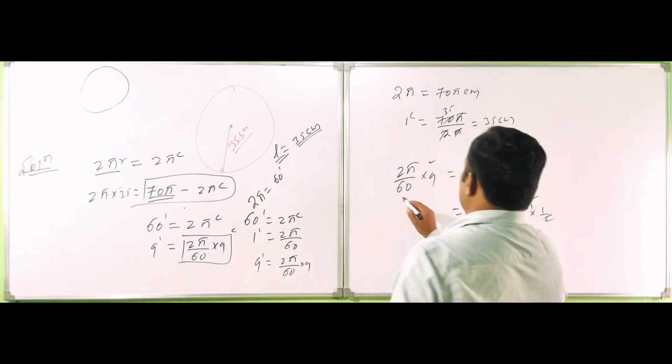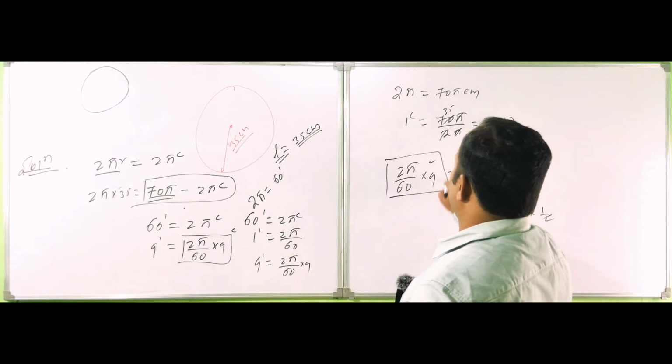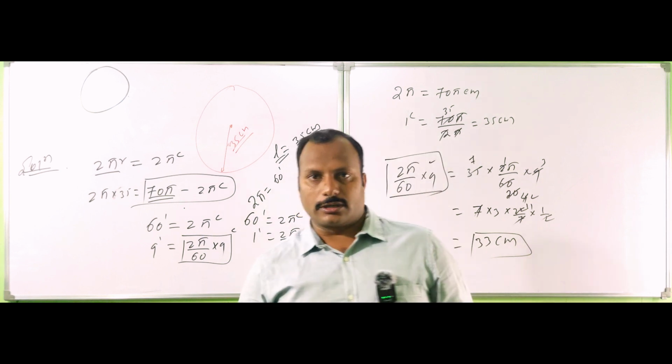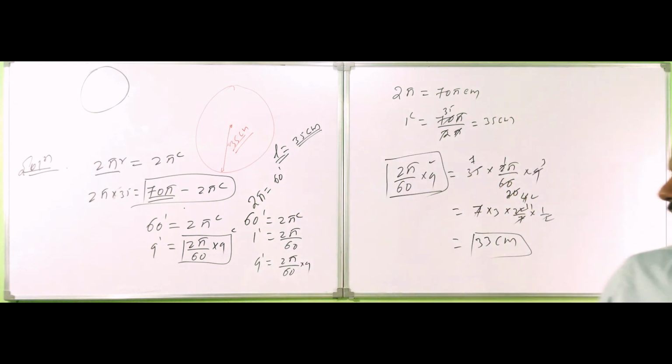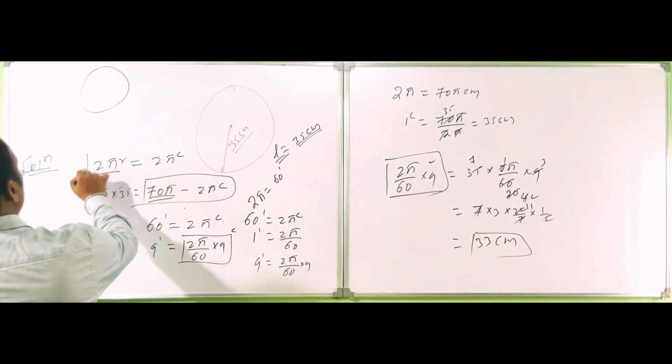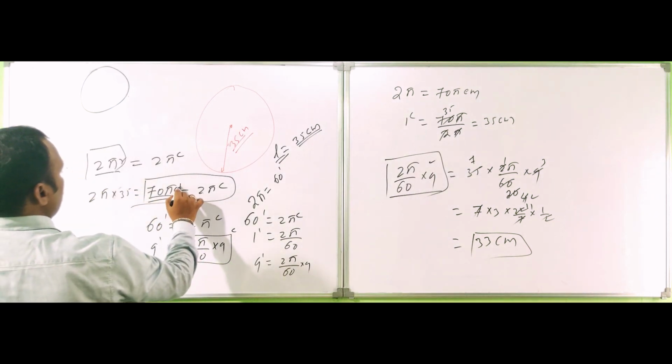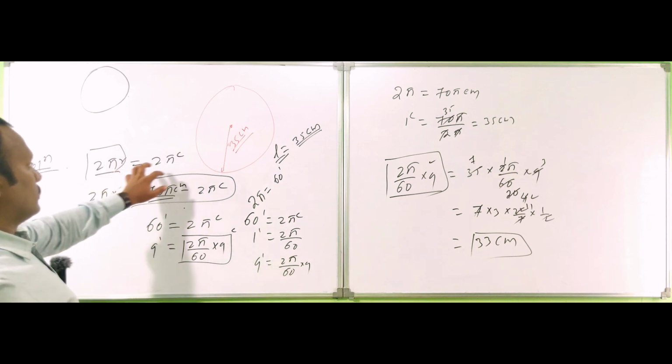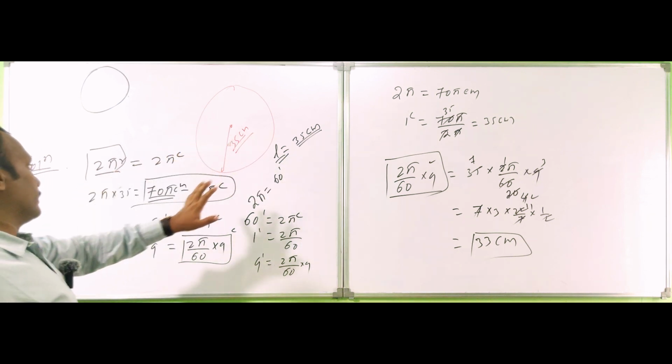I have simplified this. Steps are very important. The books give shortcuts, but steps are very important here. First, for 2 pi radians, that is the total circumference. This is in centimeters. The total circumference is covered in 360 degrees, which is 2 pi radians.